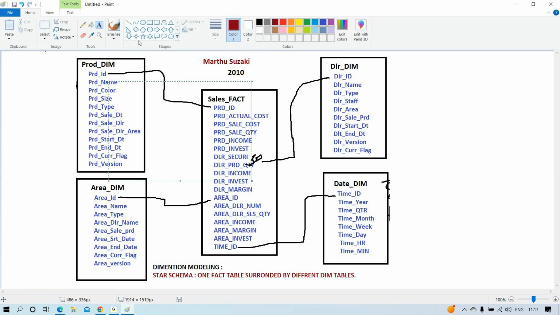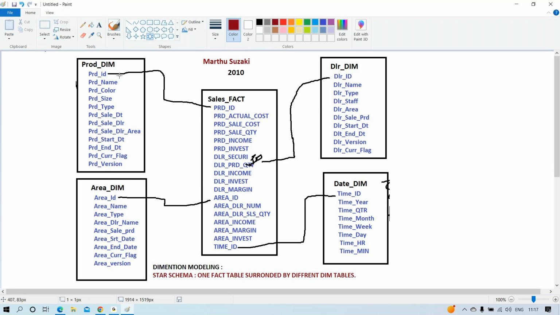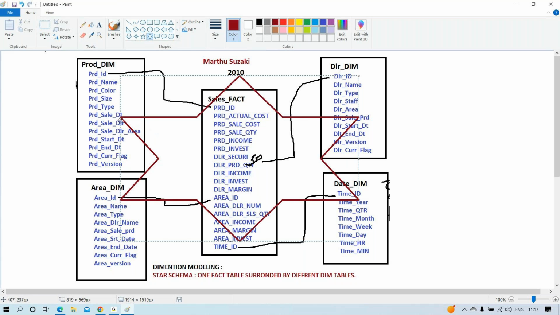Star schema is nothing but which will arrange in the star format. See, these all are dimensions. The corners of this star are nothing but dimensions. I just gave you four, but it can be any number of dimensions, and the fact is in between. So when they are arranging in the star, the name of that model, the design of that model, is star schema.